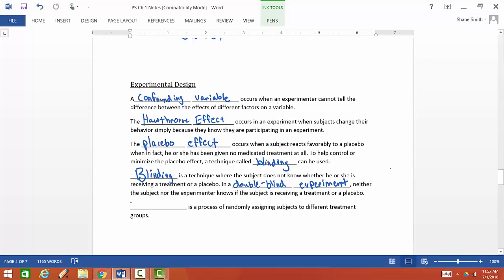And then finally, and I kind of talked about this already, randomization is a process of randomly assigning subjects to different treatment groups. We already talked about why this is important, but it's basically to eliminate confounding variables. So we want to randomize to eliminate confounding variables in an experiment. Okay? So those are just some principles of experimental design and some things you might encounter and watch out for.